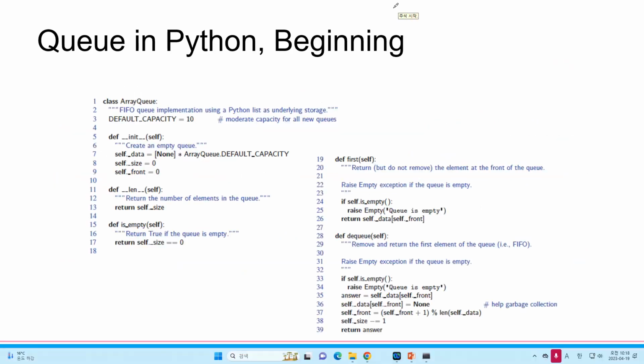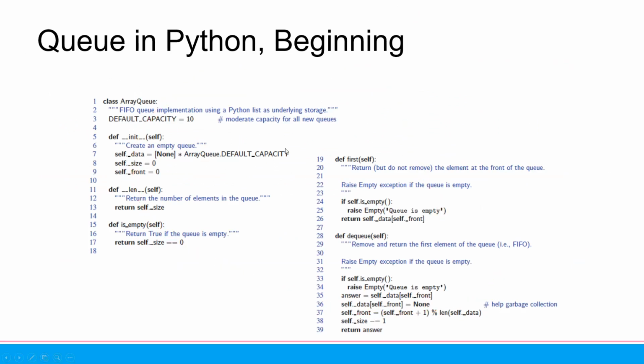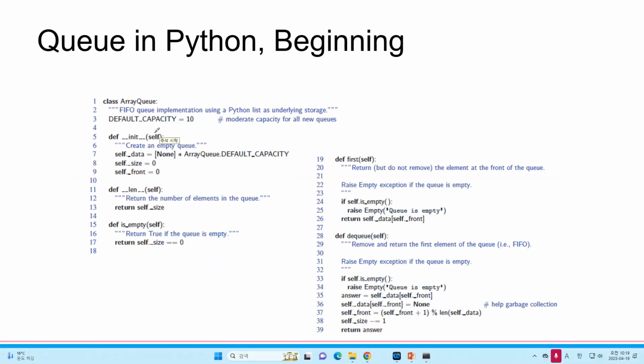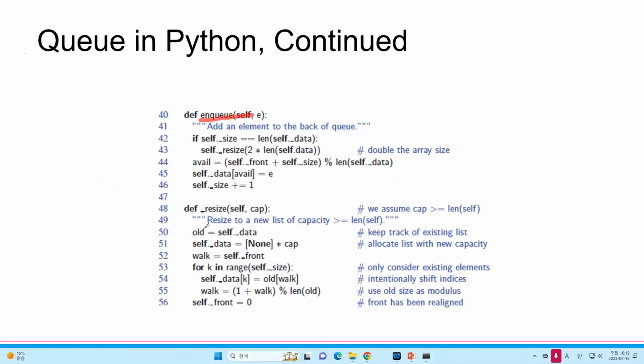So this is the code. I will show you the code later. I already gave you the code in the class. Here you can see that we create the class. We have the function length, the function is empty, and we can see the first. We have the operation dq, we have the operation nq, and we have resize.